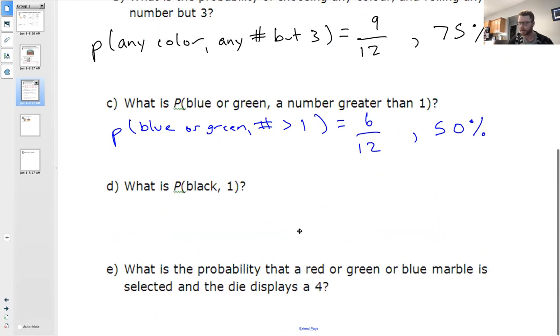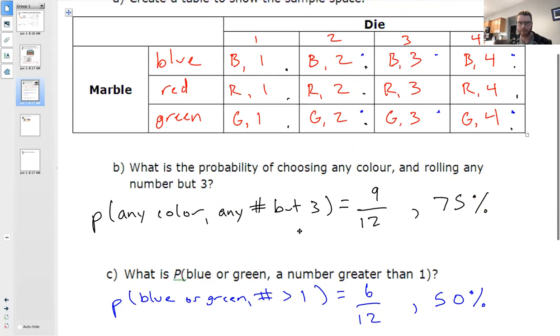Okay, 2 questions to go here. Part D is asking, what is the probability of pulling a black marble and rolling a 1? Well, if we look at our chart, a black marble isn't even in the options, right? So there's no way that we're going to be pulling a black marble. So the probability of a black marble and rolling a 1 is equal to 0 out of 12, or 0%. That event cannot occur.